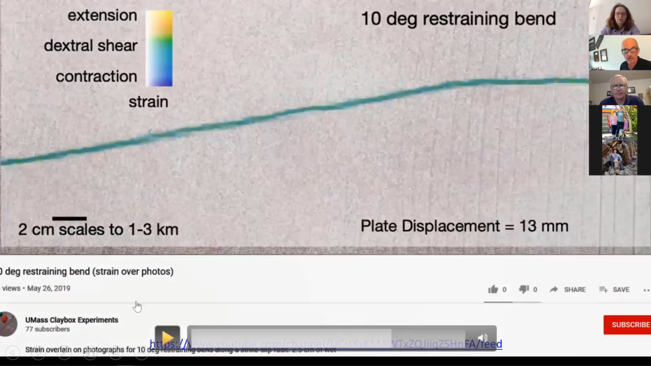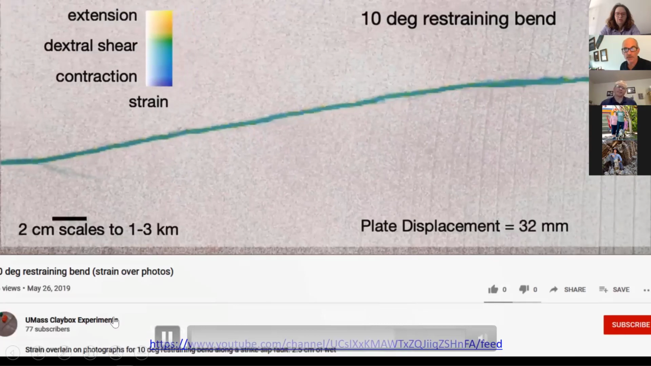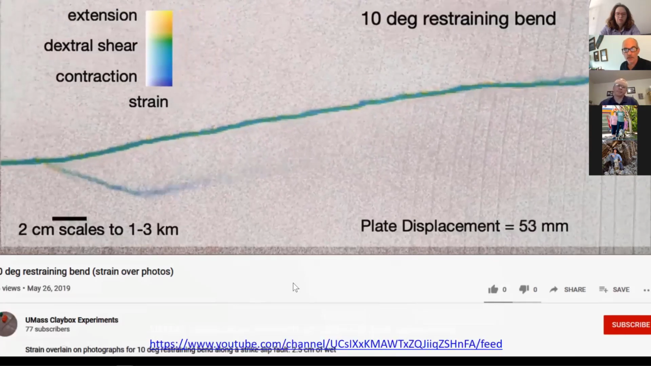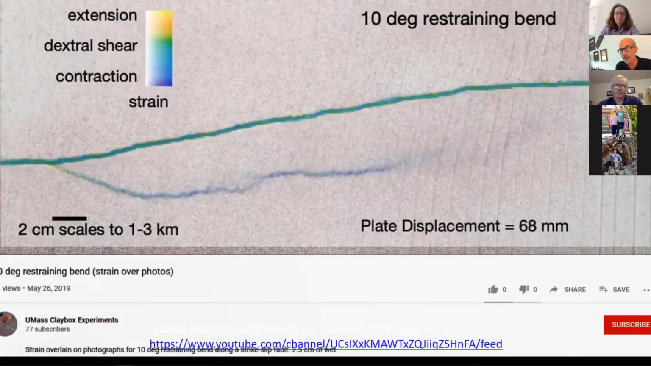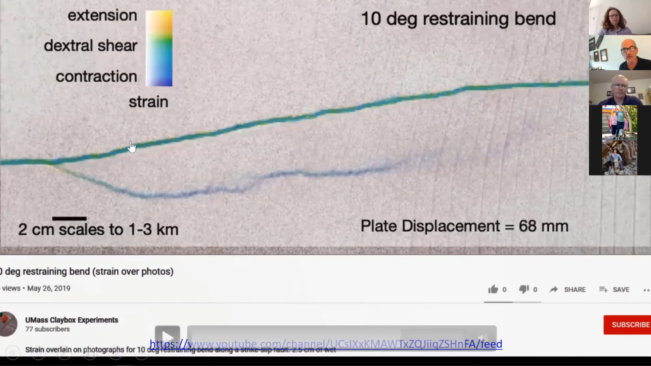Was that a right lateral slip? Yeah, these are all right lateral. You can tell, see the top is moving to the right. So in this case, this is a 10-degree restraining bend. They cut underneath in the box what's underneath this green line, the high strain zone. But this fault here is naturally forming in the material. So the bend enhances the contraction. In this case, it's right lateral, so it's a restraining bend.